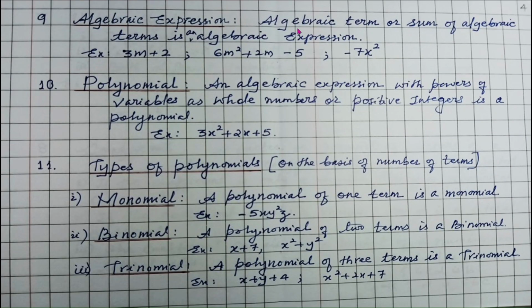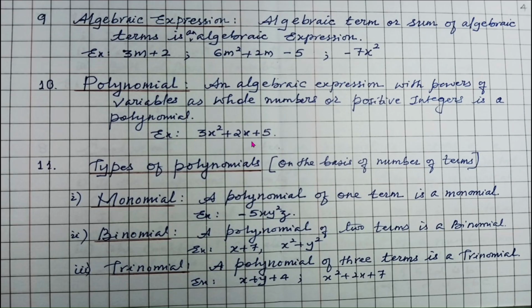Now algebraic expression. An algebraic term or sum of algebraic terms is an algebraic expression. Now if you look here, 3m is an algebraic term, 2 is also an algebraic term. I have added 3m with 2 with a plus sign, and this becomes an algebraic expression. Here also we have three algebraic terms, and we have taken an algebraic sum of all these three terms. That becomes an algebraic expression. This is also an algebraic expression, that is minus 7x square. So an algebraic term or sum of algebraic terms is an algebraic expression. Now a polynomial: an algebraic expression with powers of variables as whole numbers or positive integers is a polynomial.